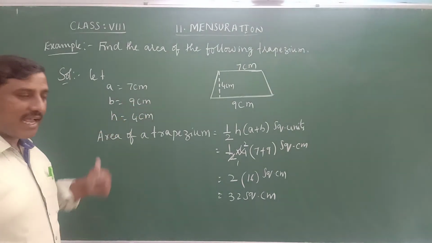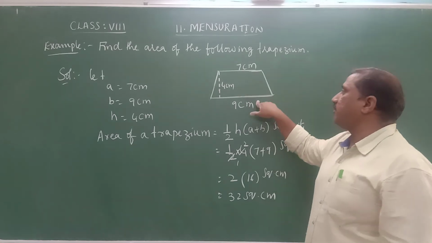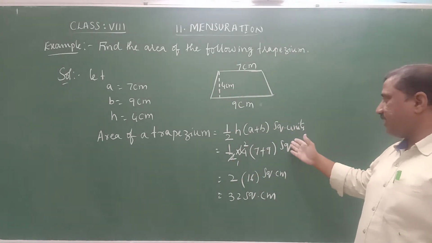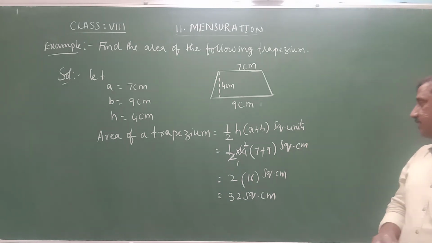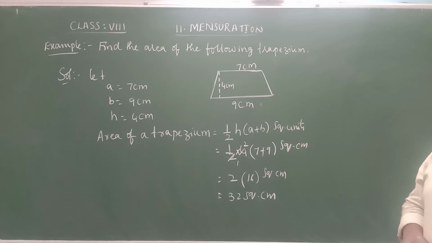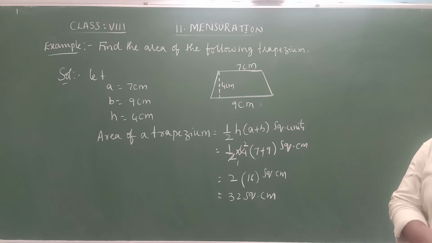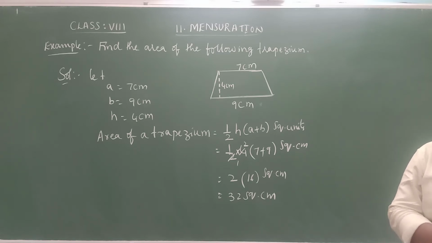So from the figure, identify the lengths of the two parallel sides as A and B and take the perpendicular distance as height. Write the formula half into h into (A plus B) and then substitute and simplify. You will get the area of the given trapezium as 32 square centimeters. Is it clear, children? Now we will discuss how to find the area of a general quadrilateral.